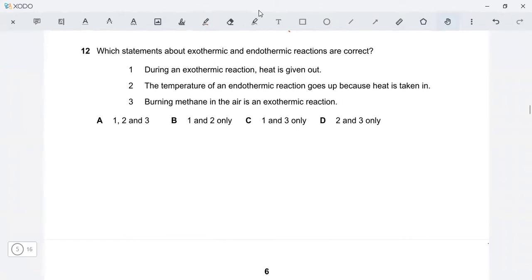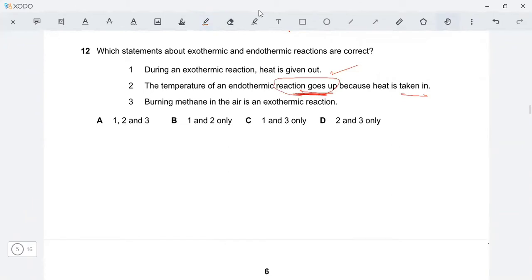Next question is 12. Which statements about exothermic and endothermic reactions are correct? Statement one: during an exothermic reaction, heat is given out. Yes, in exothermic reactions, heat is given out. Okay, that seems to be a correct statement. Second statement: the temperature of an endothermic reaction goes up because heat is taken. Heat is taken, but the statement doesn't seem to be correct.